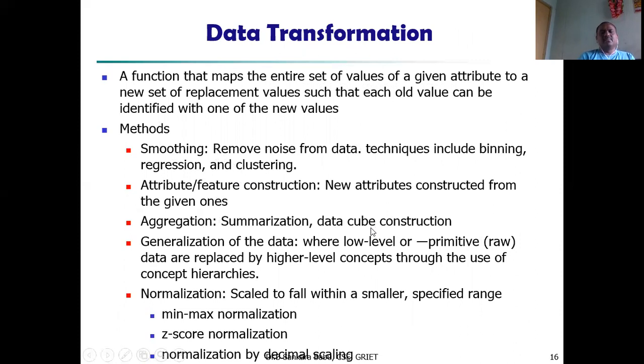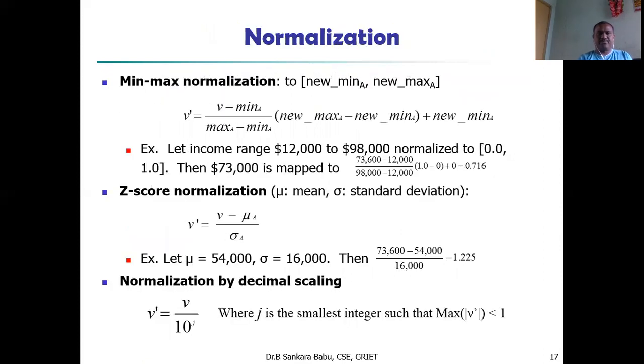We have to sum the values or add the values. Next, generalization of the data, where low-level or primitive, that is raw, data are replaced by higher-level concepts through the use of concept hierarchies. We'll see what a concept hierarchy is. Then normalization, where data is scaled to fall within a smaller or specified range. You have to normalize the data. Min-max normalization, Z-score normalization, or normalization by decimal scaling.